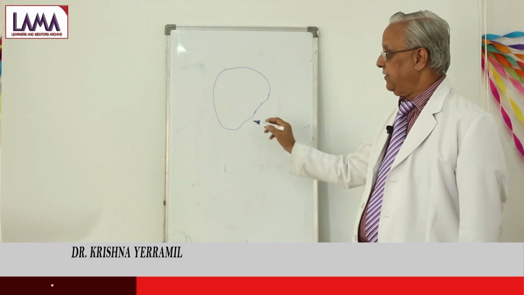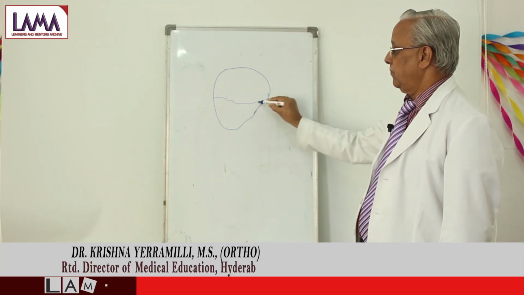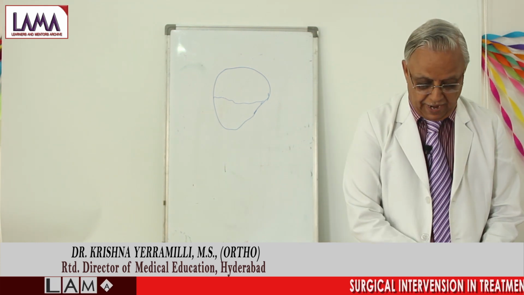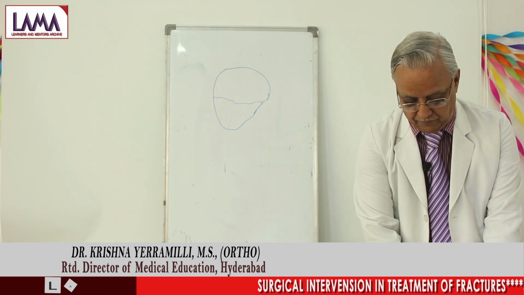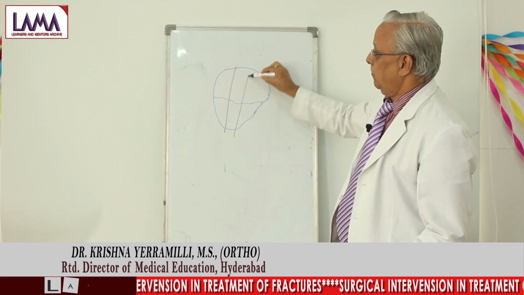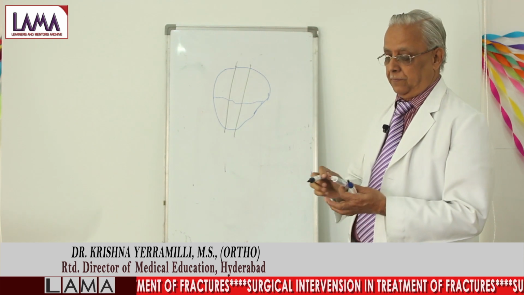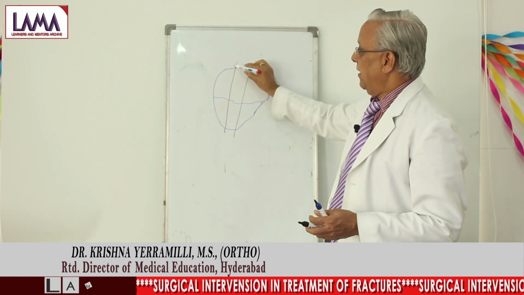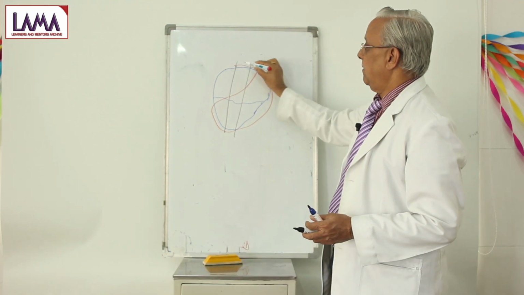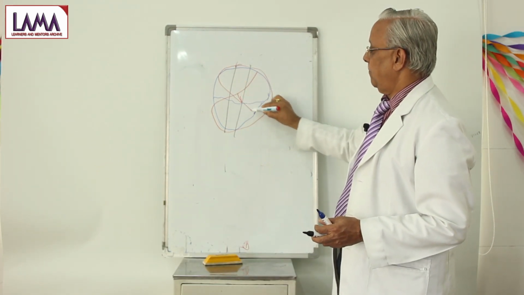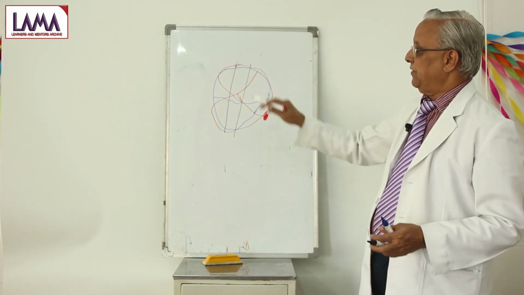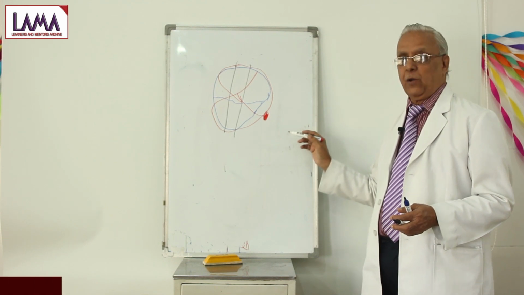Here there is a fracture. We use what is known as tension band wiring. We use a couple of pins and then a stainless steel wire will be brought like this. At the ends these bones are fixed. This is known as tension band wiring.